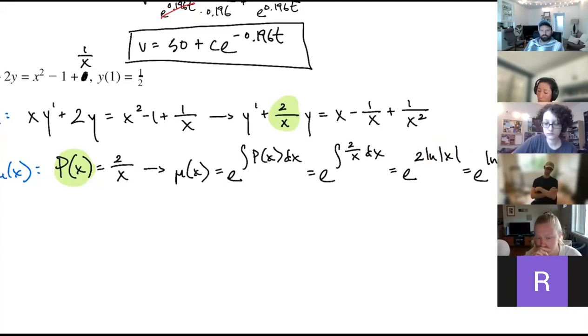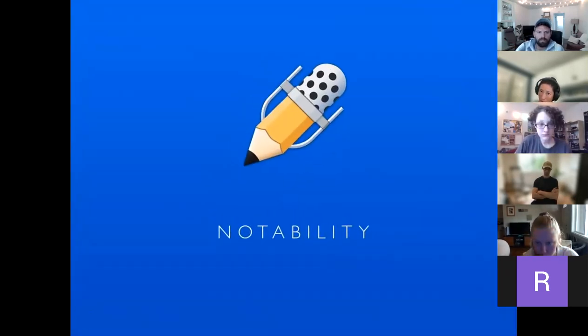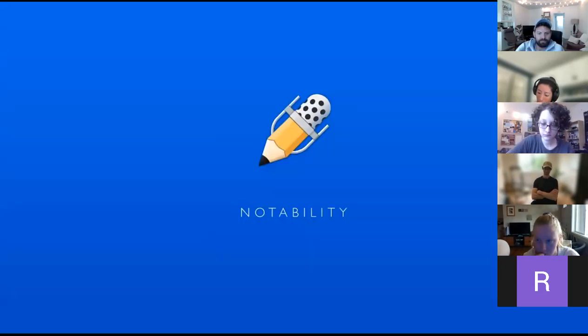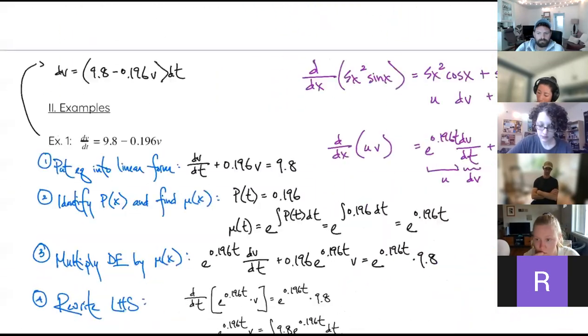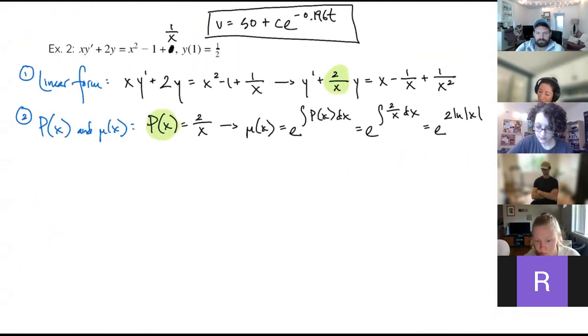We can even simplify this one step further. E to the natural log, those undo each other. Oh, that's not what I wanted to do. My bad. Okay, sorry, let's try this again. We have e to the natural log of x squared. That e and natural log undo each other. So it turns out that our magical function that we're going to multiply through by is just x squared.